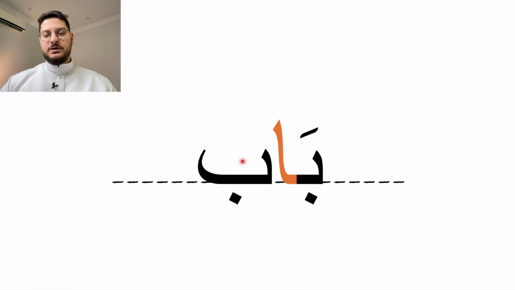Let's look at another word. We have the ba here, because we have one dot below, that's the ba. And then we have this long stick, the alif, remember? So the alif makes the ba twice as long. So it's baa. And then what do we have? We have another ba, but this time with no vowels at all. So it's baab.